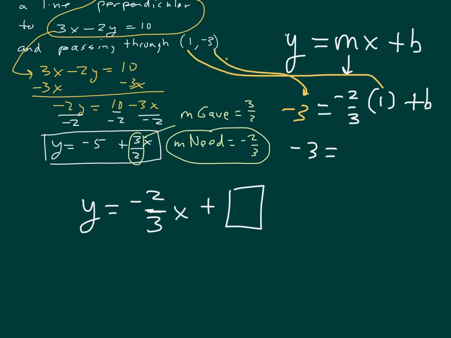So negative 3 stays by itself. Negative 2/3 times 1 is negative 2/3. And then all that's left to do is get b alone. So I'd have to add 2/3 to both sides. If I add 2/3 to negative 3, I end up getting negative 2 1/3.